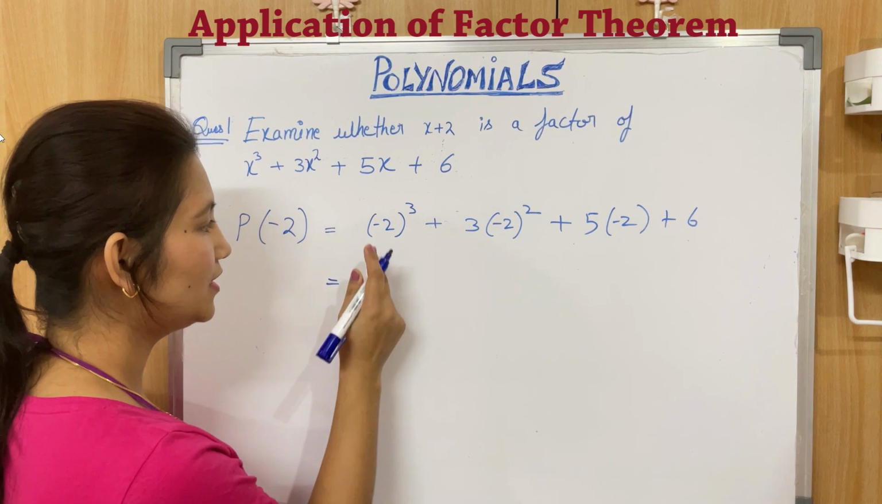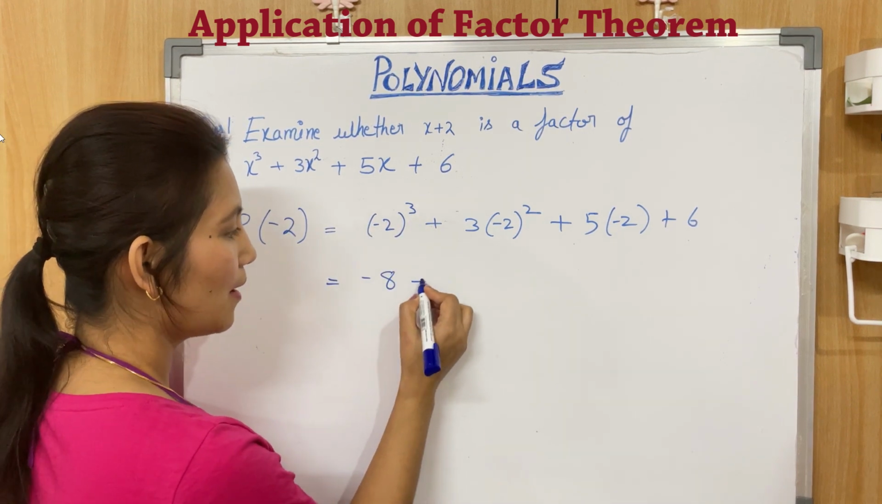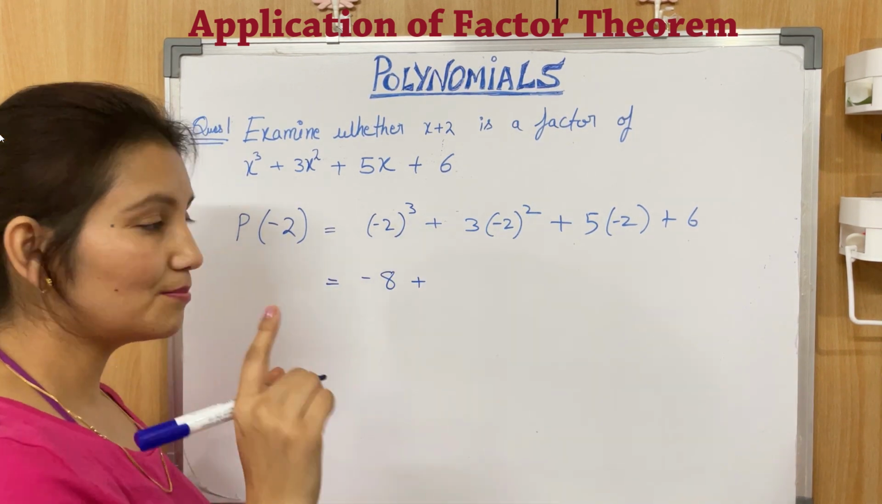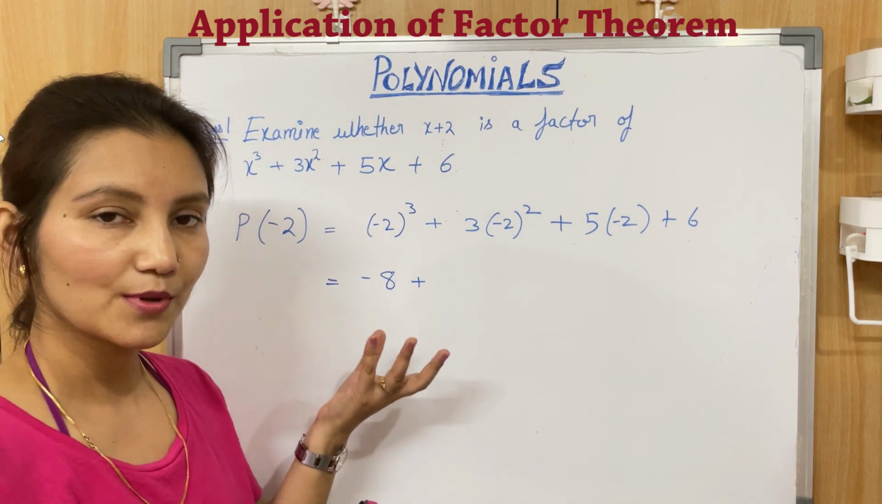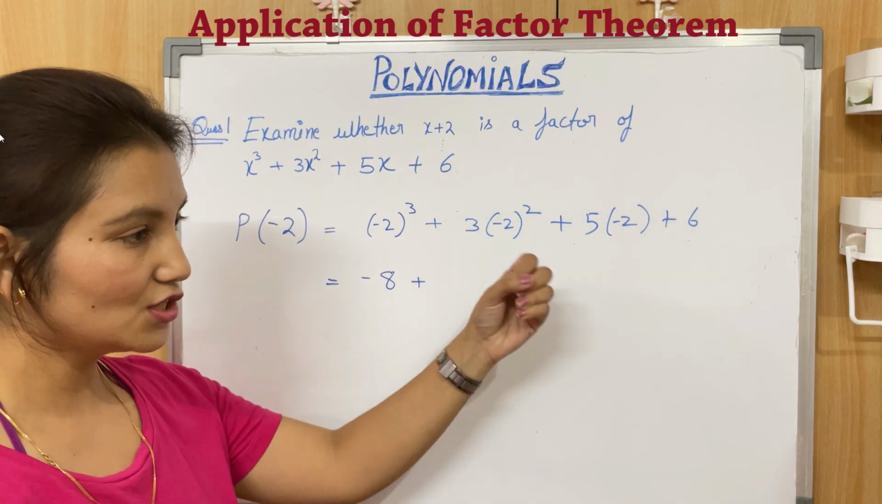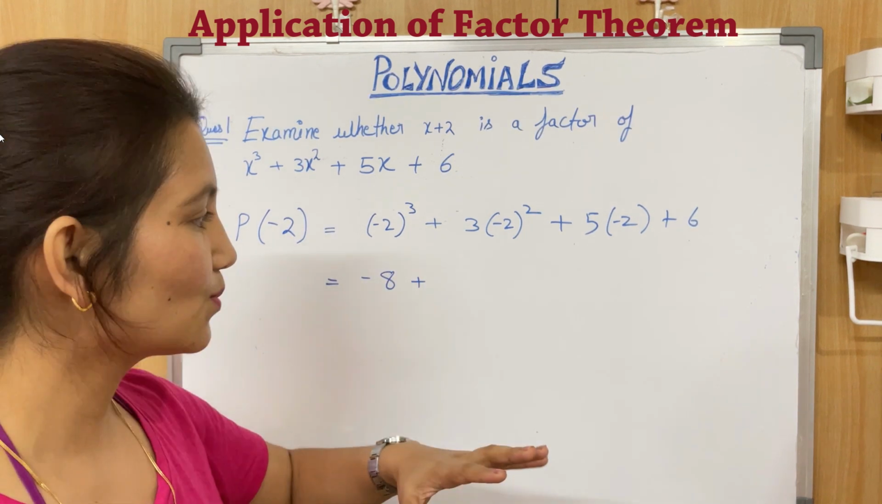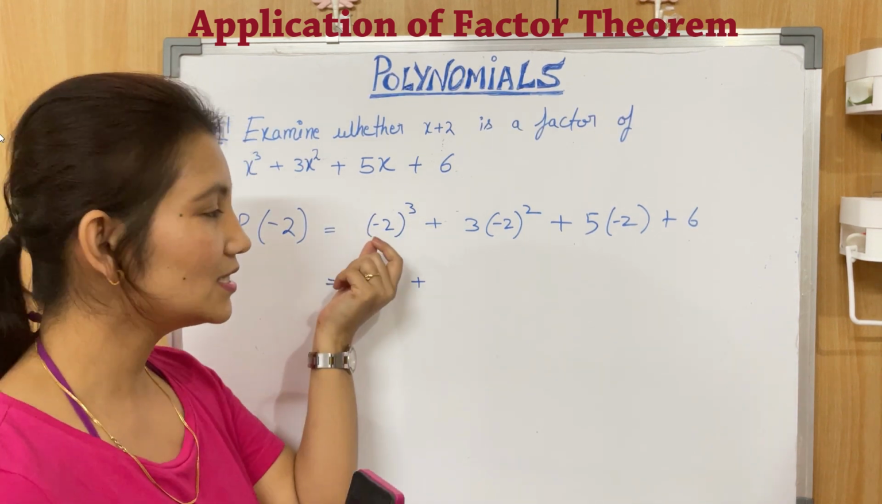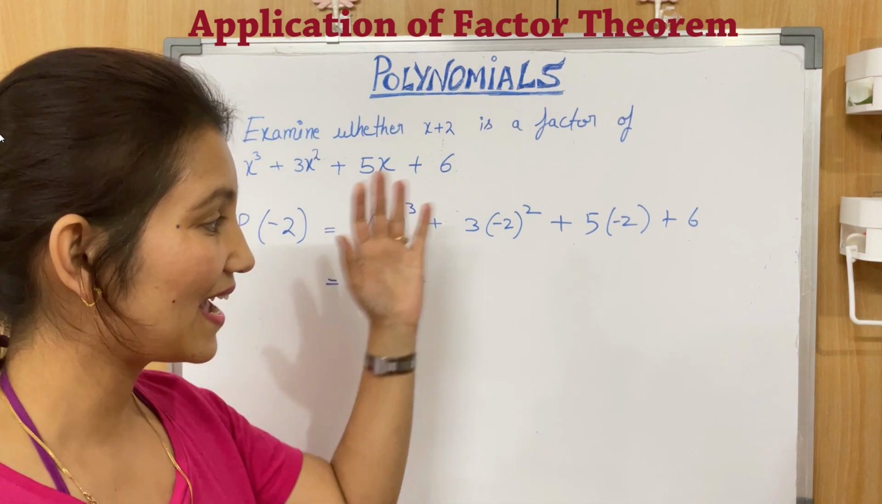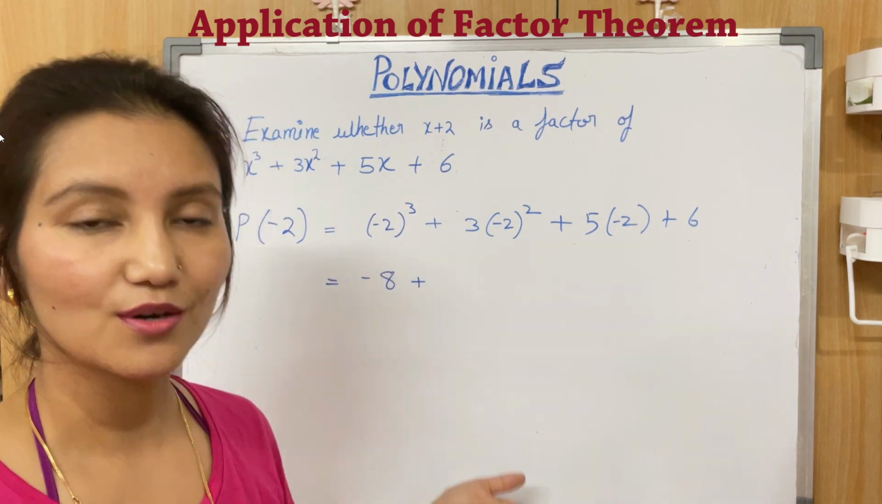Now let's solve it. Minus 2 cubed is minus 8, plus 3 minus... now just don't make mistakes with the plus and minus signs, because I have seen students try to solve it in a nice way, but just because of these silly plus and minus mistakes, they end up doing the question wrong.